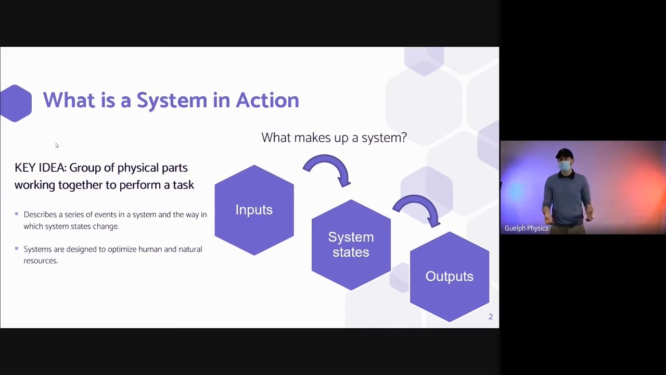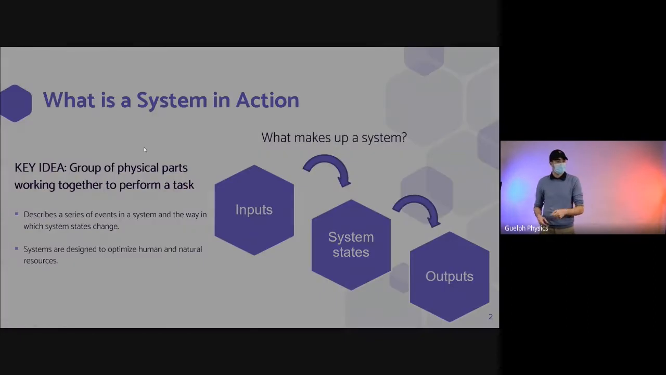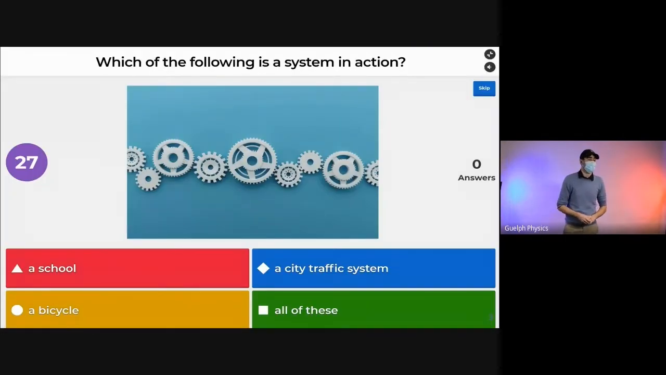So now that I've given you a brief explanation of what a system in action is, we have a quick poll question for you, where we want you to try and see if you can figure out which of the following are examples of systems in action. So if we head to that poll question now. Awesome. So as we can see, we have an example of a school, a bicycle, a city traffic system, or are all three examples of systems in action? So we want to hear what you think.